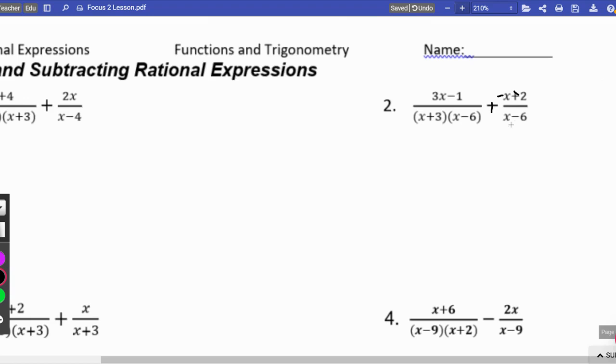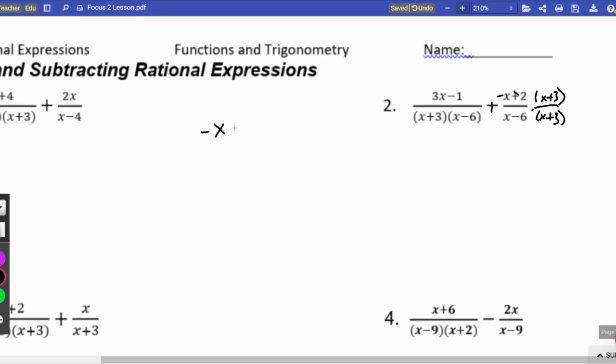Notice the denominators. This one has an x plus 3, x minus 6. This one has an x minus 6. It needs an x plus 3. Order doesn't matter. So this is x plus 3 now. And we're going to need to FOIL these two things to see what we got. So you can take that off to the side if you want. I'll take it over here since I have a lot of room.